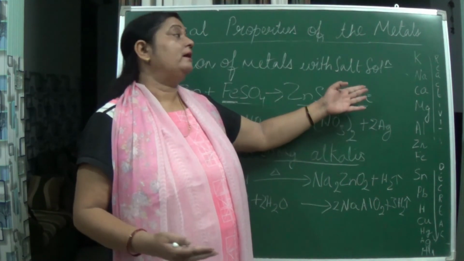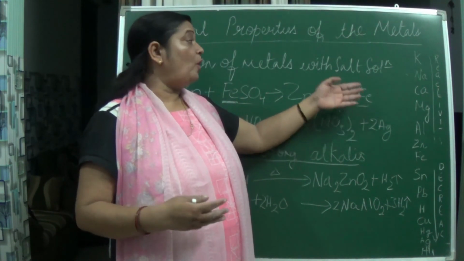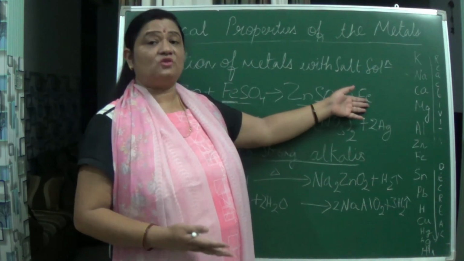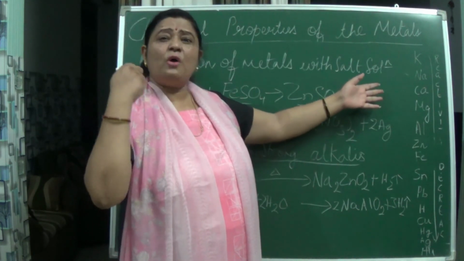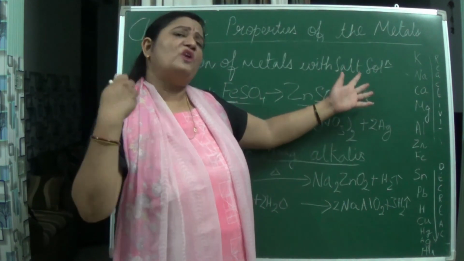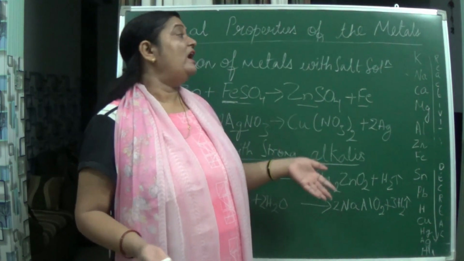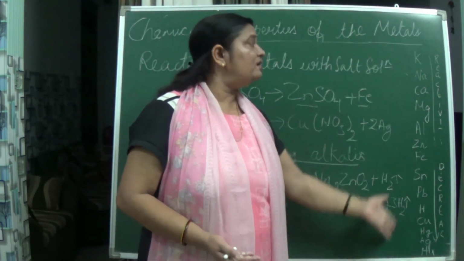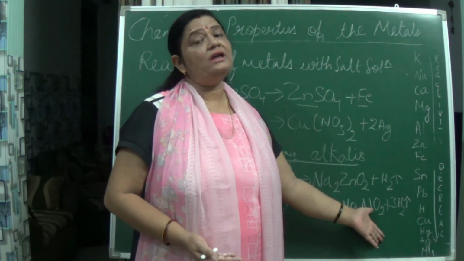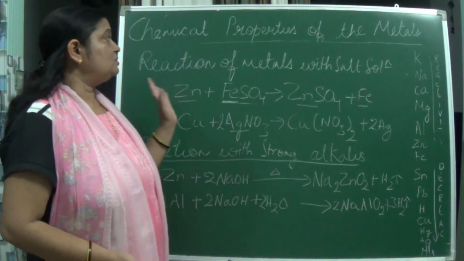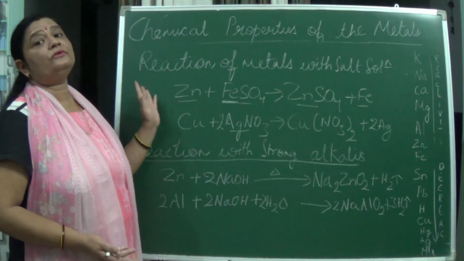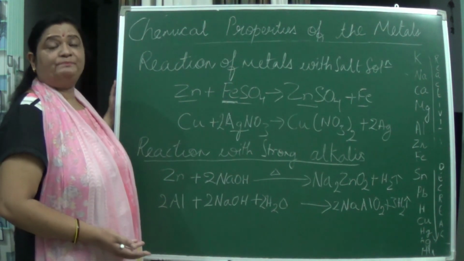Actually we see it. How do we see it? We see the tendency of the metal to give electrons. If it can give out electrons easily and very fast, it is more reactive. If it can't, it is less reactive. And by that comparative study only we work out the reactivity series. So this is all about the chemical properties of metals. Good day, take care.